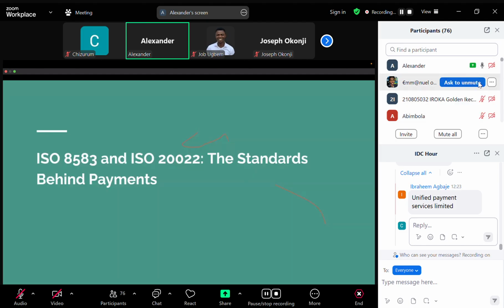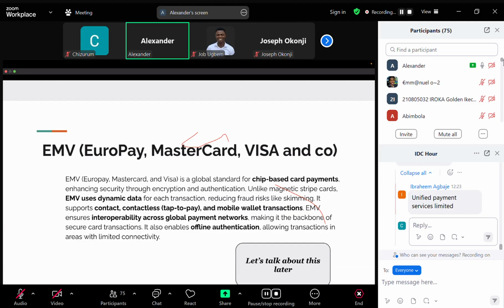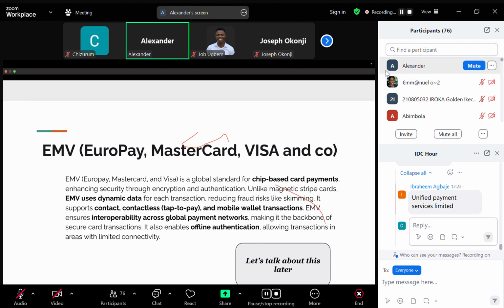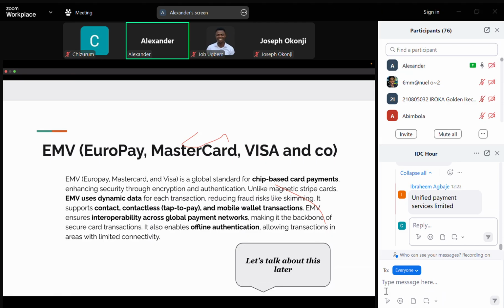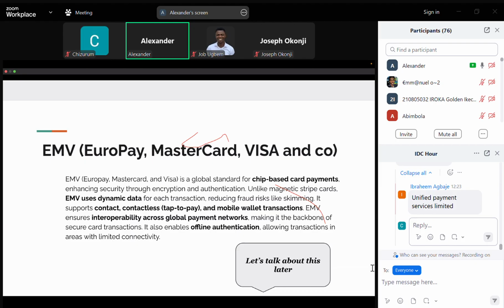I want to talk about offline authentication. EMV allows offline authentication in areas with limited connectivity, even though we don't have that a lot here in Nigeria today. What we call offline authentication today is not actually offline authentication. Offline authentication practically means you being able to perform a transaction without that transaction going upstream at all. But what we do in Nigeria practically today is PIN verification offline and online, right?